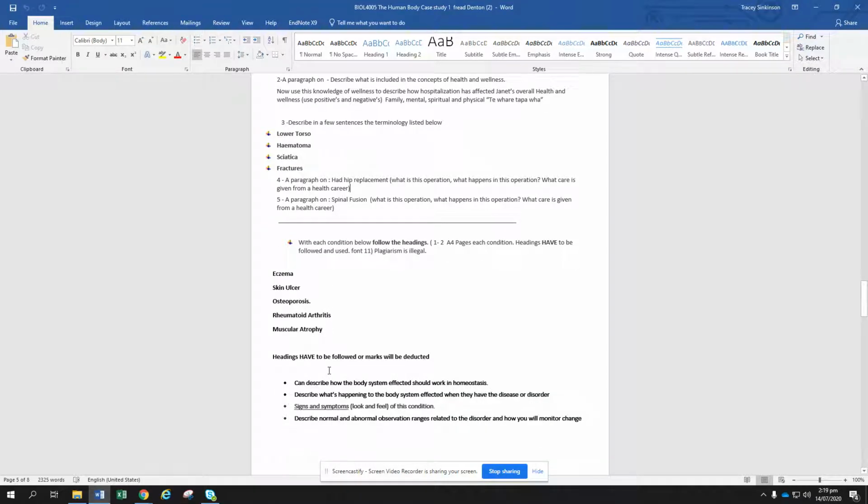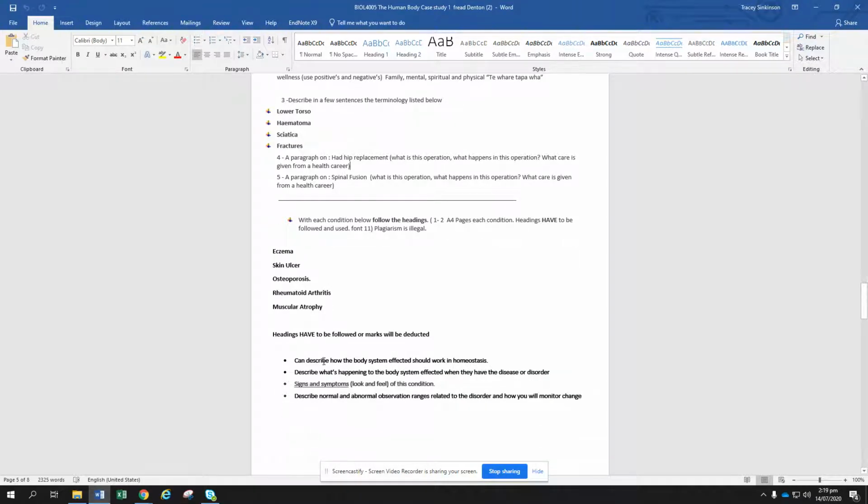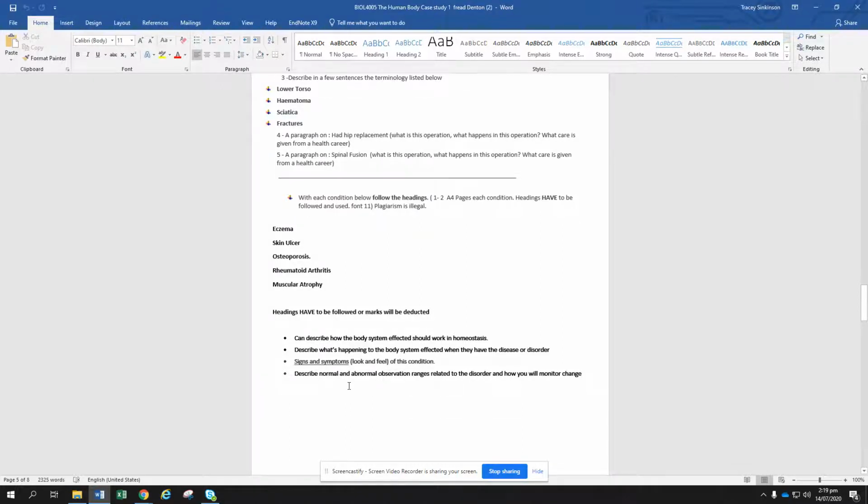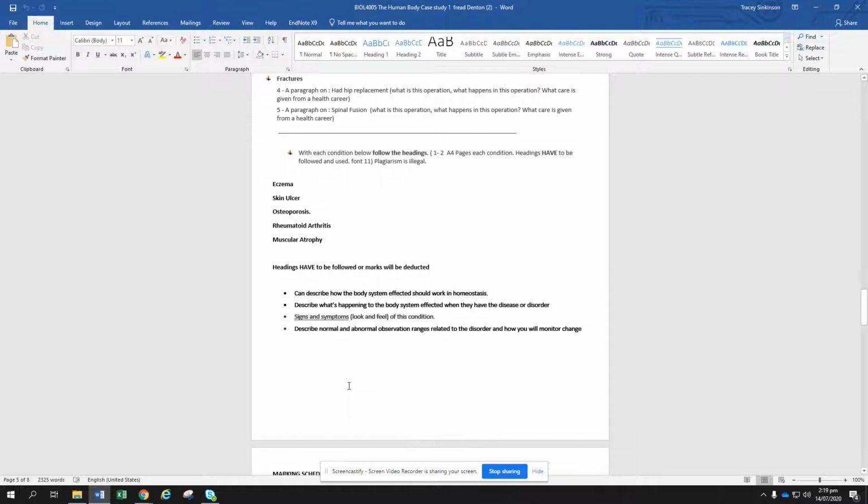Now, this is where you get most of your points, and you have to follow these headings. If you do not follow these headings, you'll be marked down because I'll be looking for the answers. You do not put in treatments, okay? It's out of your scope of practice unless they are holistic. So, eczema. What system is eczema affecting? So it's to do with your integumentary system, isn't it?